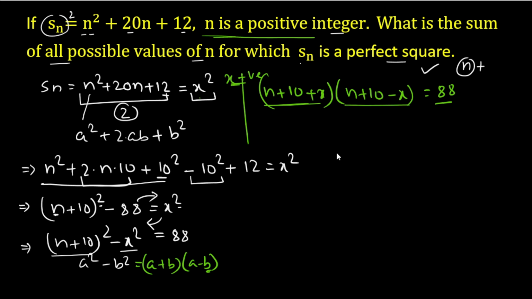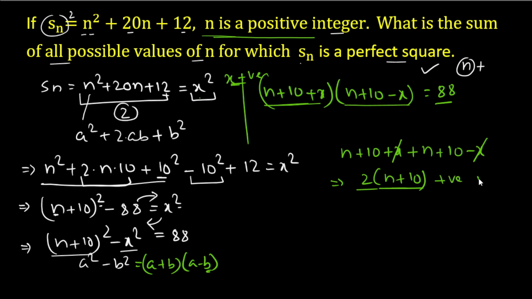And now for making further solutions we will compare this. If we add these product values, meaning n plus 10 plus x, and in the next, n plus 10 minus x, here x and x get cancelled, so we have 2 times n plus 10. So 2 times n plus 10 will always be a positive integer because n is an integer. We have n is a positive integer, so plus 10 will also be an integer, and it is 2 times, so this value will always be an even number.